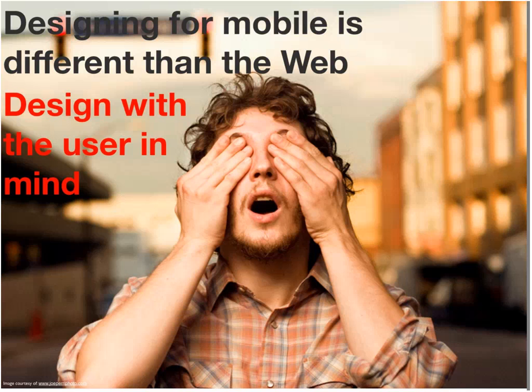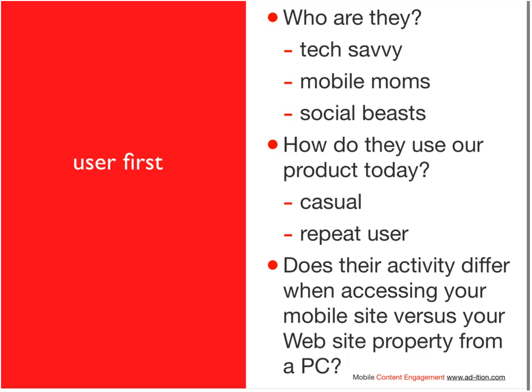Think about your user and build context around how they're going to be using your app, because that's going to help when it comes to the design and the functionality of your app. We break it down even more here on the next couple of slides. So again, you're thinking about your user first. Who is your mobile user? Are they tech savvy? Are they mobile moms? Are they social beasts, so I've got to have a lot of social elements within there? How do they use your product today?